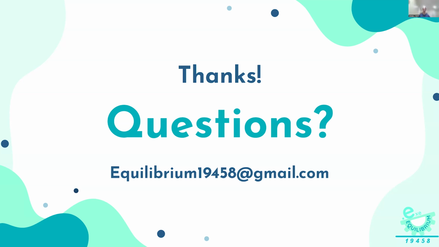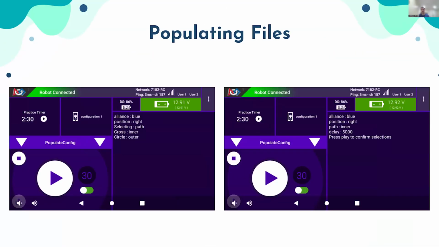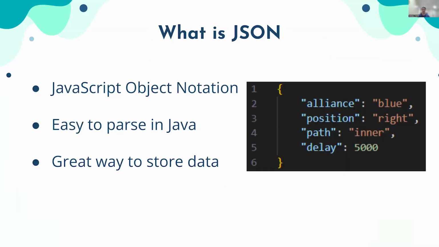So the parser library that we have used is called GSON. It's made by Google. It is actually bundled into the FTC SDK, so you can just use it. You don't have to import anything into Gradle files. All right, thank you so much.